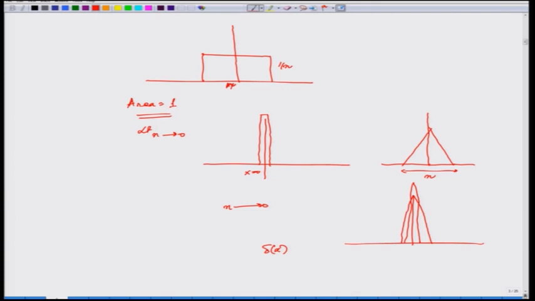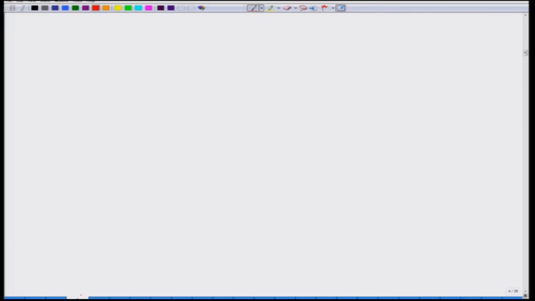Also the Gaussian function, if you remember the Gaussian function, if we keep on reducing the width, it will also go to the delta function. So these are the examples of the delta function. Let's say there is a problem in Griffiths 1.44. Before solving the problem, let me introduce some properties of the delta function. So here they are.